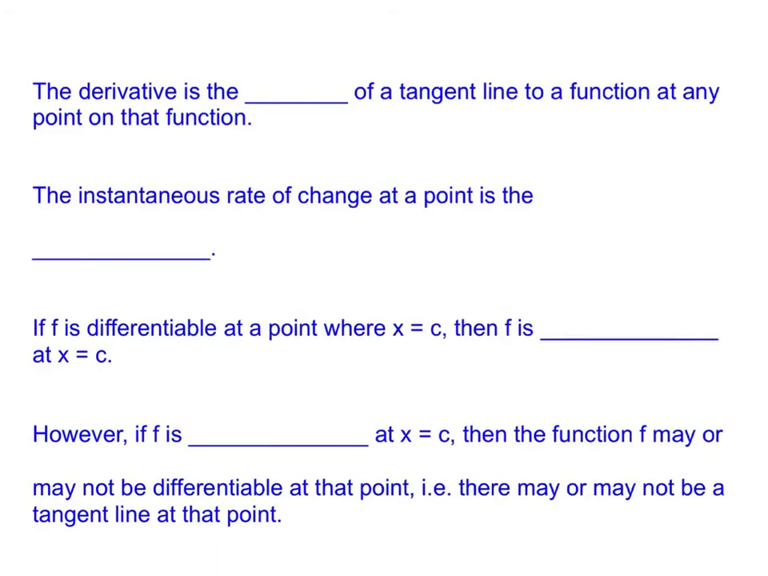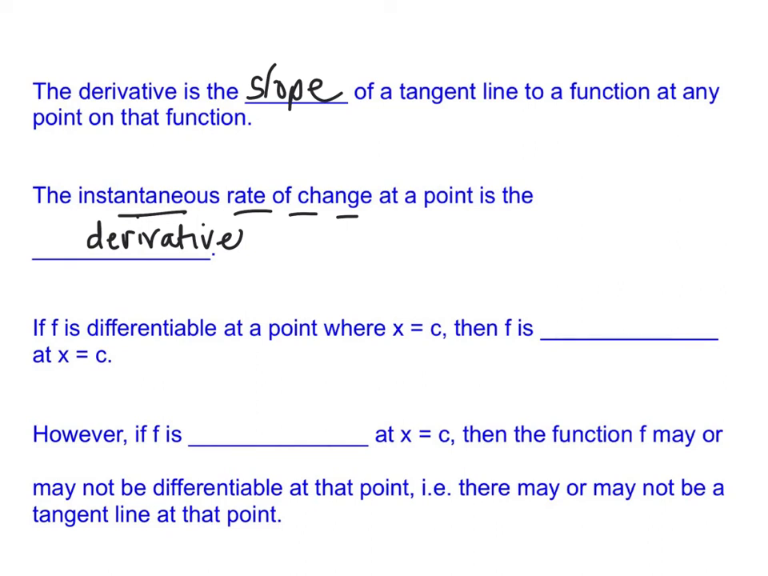So here is the last summary page. And these are really important concepts that we're going to continue to go over. The derivative is the slope of a tangent line to a function at any point on that function. And that's not the whole story, but that's a start. The instantaneous rate of change at a point is just another name for the derivative. It's the instantaneous rate of change. It is the slope of a tangent line. There are all these things.